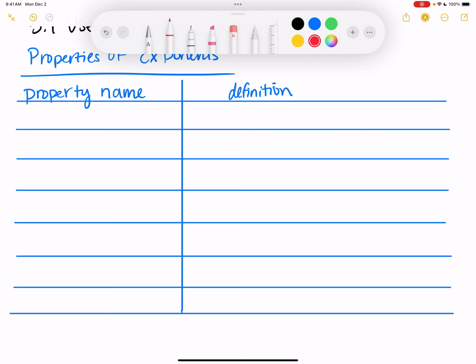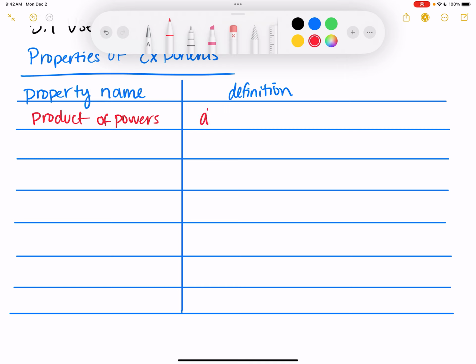All right, the property name. I'm going to do the property name and then write it out mathematically, which is what it means by definition. So, product of powers. And no, you do not have to memorize these names.